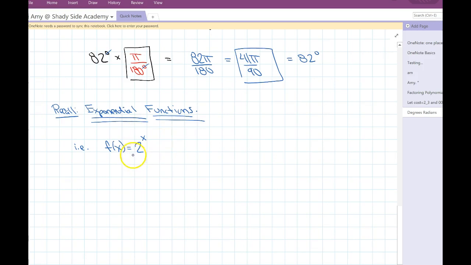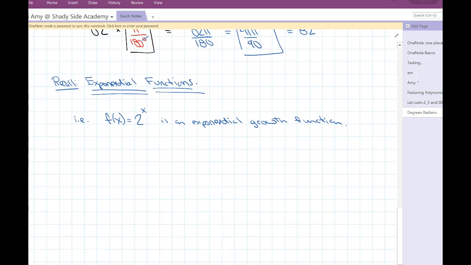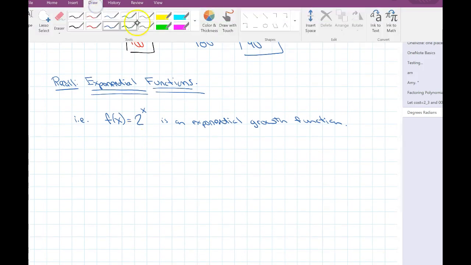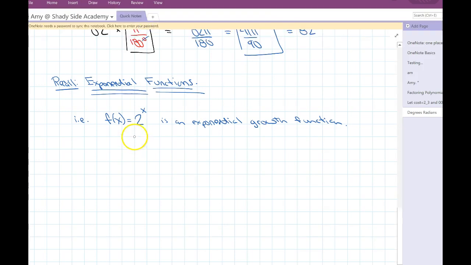Here you may remember that the base, that which is raised to the x, is the number 2, and since that base is greater than 1, this is an exponential growth function. And maybe I'll ask you now to go ahead and sketch this graph. Go ahead and sketch it. And maybe I'll do it with you if you completely and totally forgot. You can do a little t-table in your head.